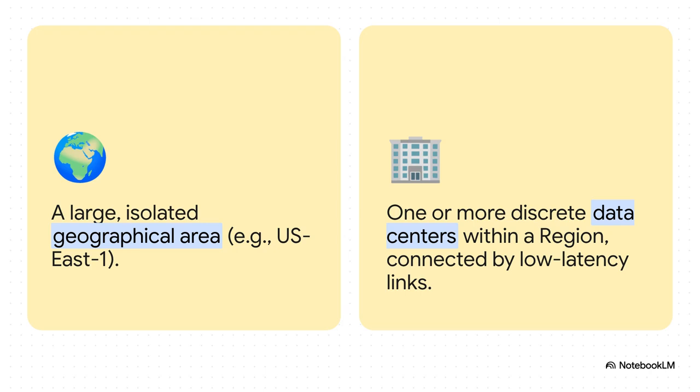And this is where it gets really clever. Inside each region, you have multiple availability zones, or AZs. So if the region is the city, think of an AZ as its own self-sufficient neighborhood. Each one has its own power, its own cooling, its own networking. They're completely isolated. The whole point is that if something goes wrong in one neighborhood, like a power outage, it doesn't affect the others. The city keeps running. It's a brilliant design for resilience.